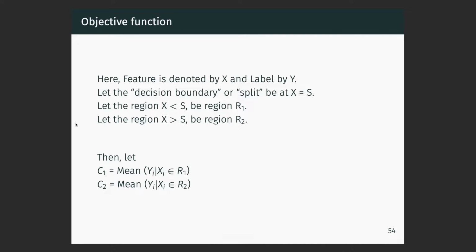Let's calculate 2 quantities, C1 and C2. C1 is the mean of the yi's of all the samples where the X belongs to region 1, right? And similarly, C2 is the mean of all yi's where X belongs to region 2.